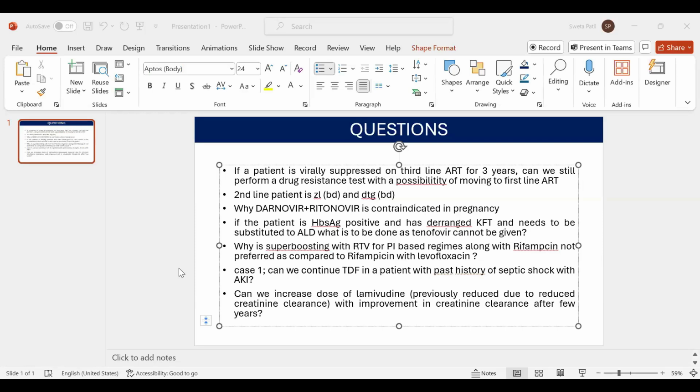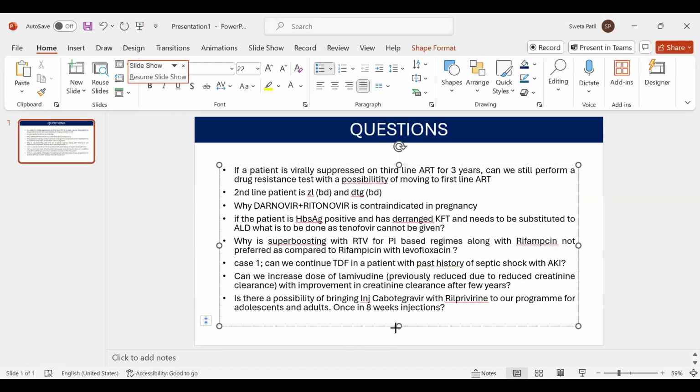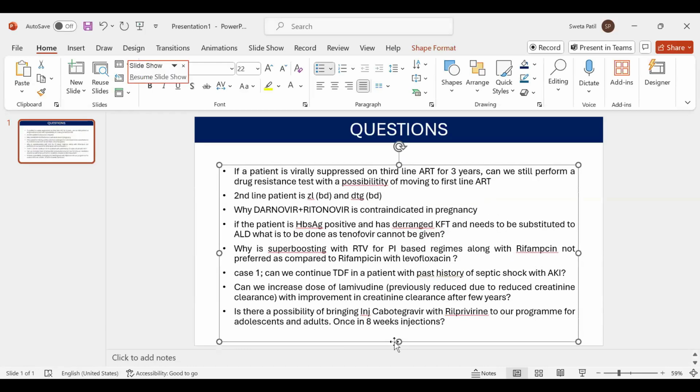Why is super boosting with ritonavir for PI-based regimens along with rifamycin not preferred? Yes. When we actually implemented super boosting for a few patients, it was found that because of the pill burden and because of the super boosted doses of PIs, many patients had severe toxicity.